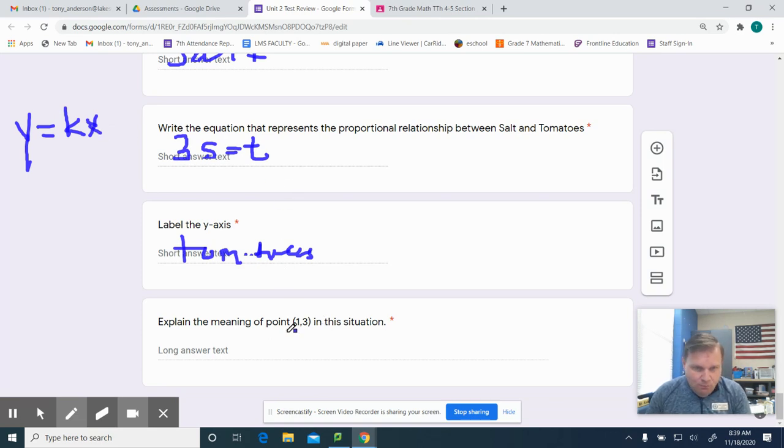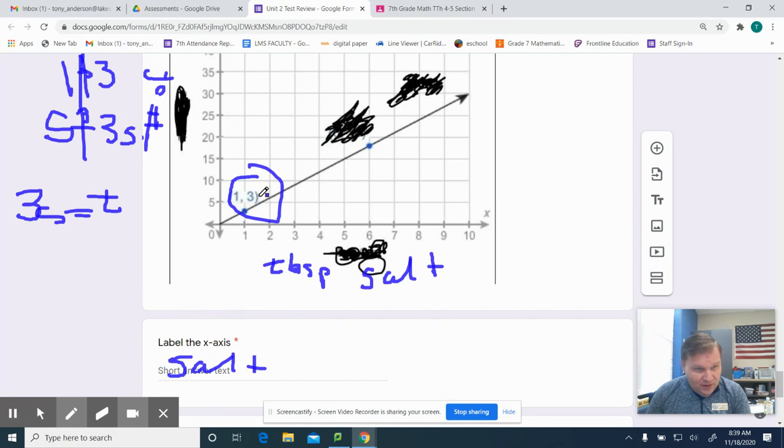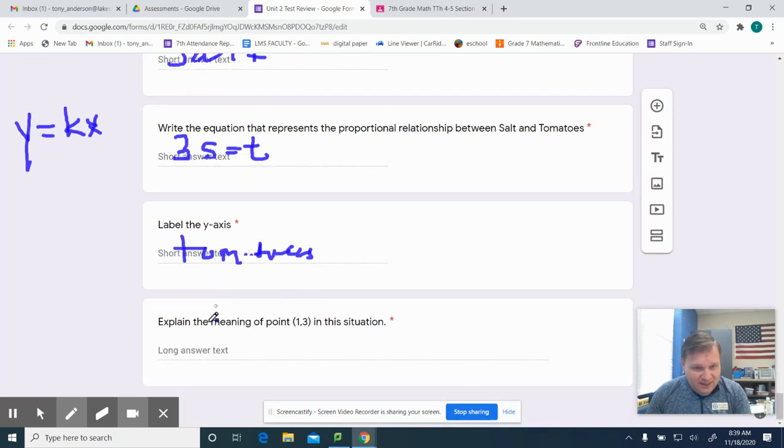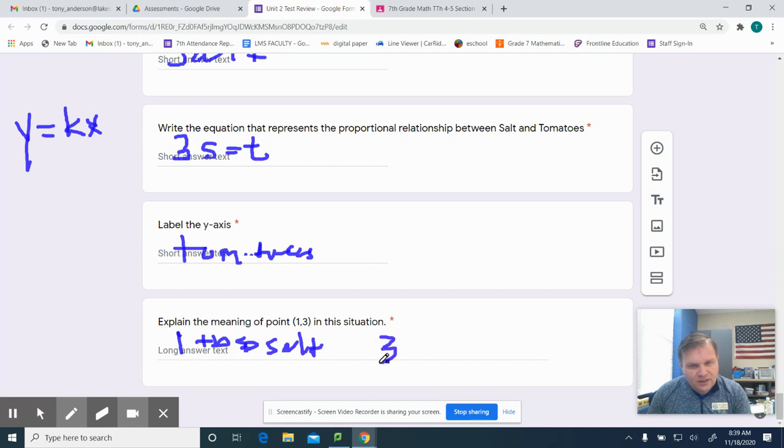What is the meaning of 3 in this situation? Well, this means for every tablespoon of salt, you need 3 tomatoes. And I know I didn't write that out very well, but this is exactly what this means. For every tablespoon of salt, you need 3 tomatoes.